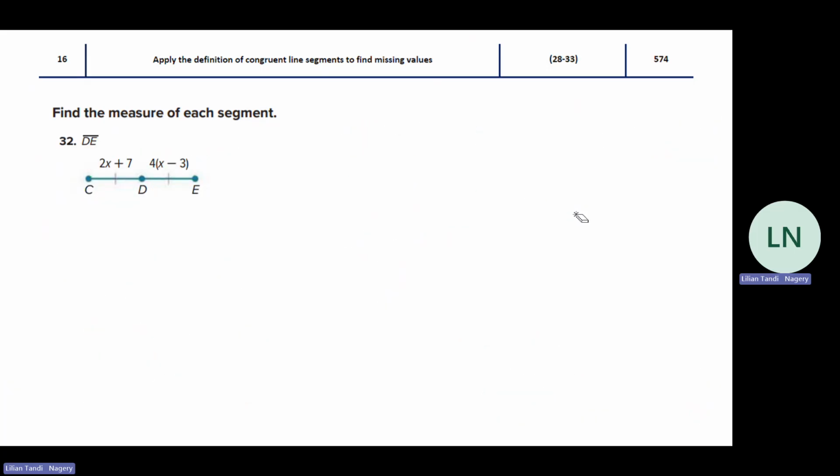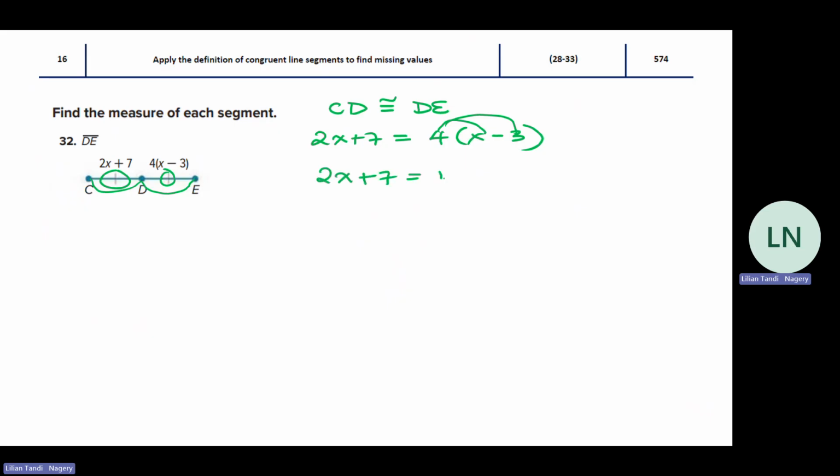The question tells you that CD is congruent to DE because they have used that. So you're going to do CD is congruent to DE. So you're going to write 2x plus 7 is equals to 4 parentheses x minus 3. Then you're going to do distributive property. You're going to get 2x plus 7 equals to 4x minus 12.